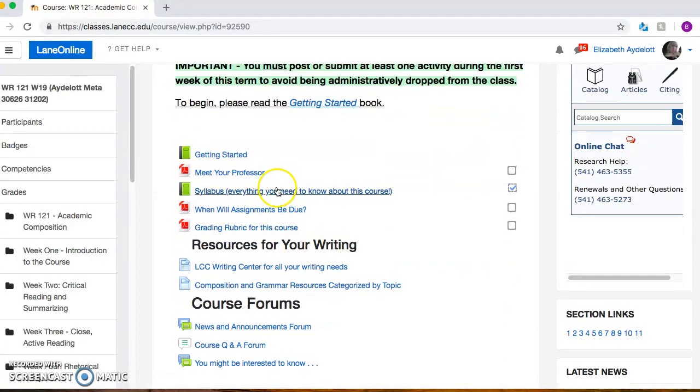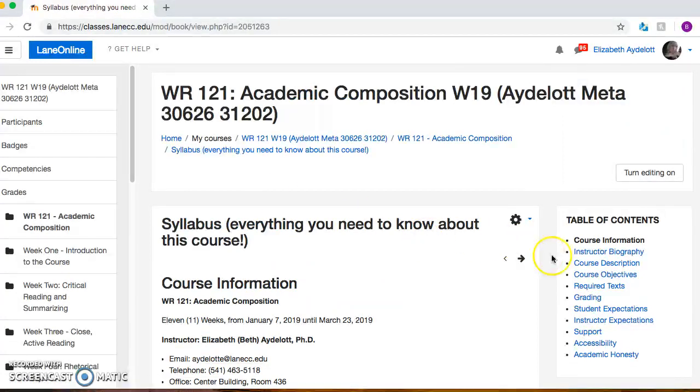Please read that. I have written a piece about meeting me, talking about me. You will get to know me probably more than you want to this term. Syllabus, I've done a syllabus, everything you need to know about the course. Again, I've given you more information about me, course description, course objectives that come straight from the catalog. Every Writing 121 course at Lane will have the same description and objectives. All of us as instructors approach it from different angles, but at the end you get the exact same skills in writing.